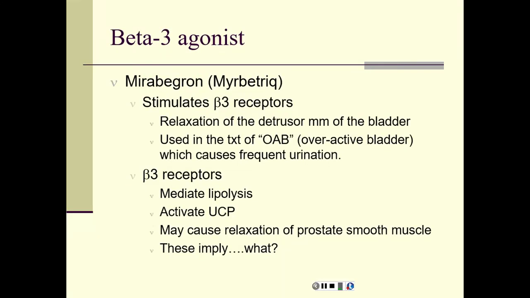One other drug. This is, I think, the only beta 3 drug, and I see this one advertised on television. So it's mirabegron, or Myrbetriq, which stimulates beta 3 receptors. And this is another one of those drugs that is used to treat what we call overactive bladder. And we saw this similarly with drugs like Detrol or oxybutynin, etc. So we've already seen this treatment arena before, but here's a different class of drugs where the drug being used is a beta 3 agonist.